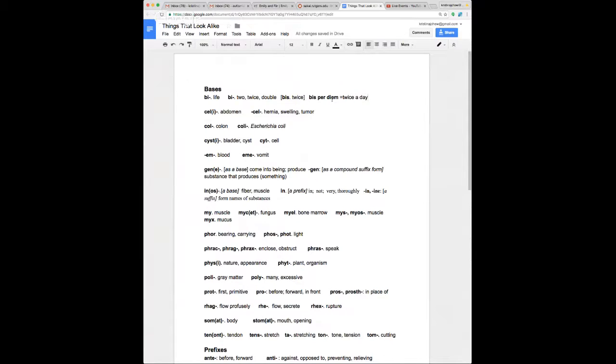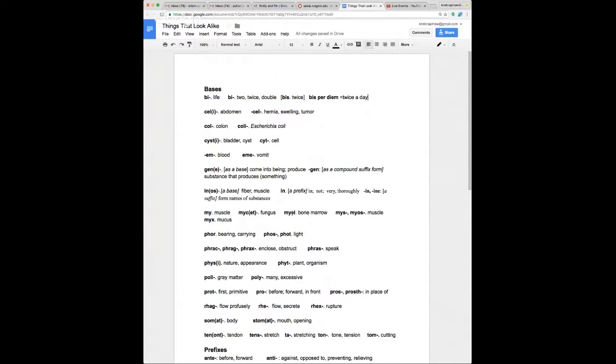But I added a lot of other terms here, like we've learned this base blood, em, but there is a base in, I think, lesson 5, ema, which means vomit. And we've learned a base in, or inos, which means fiber or muscle, but there is a prefix that means in. This is from Latin. And then, of course, there's a suffix in, which can form the name of substances.